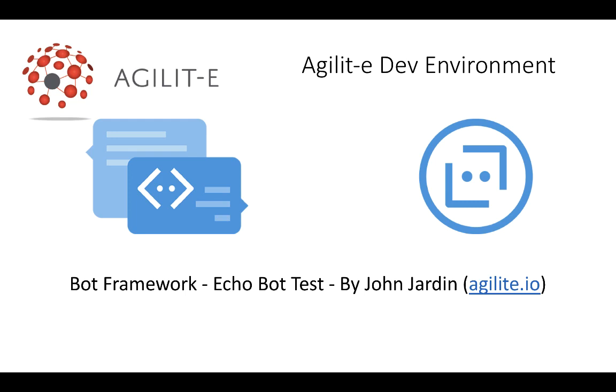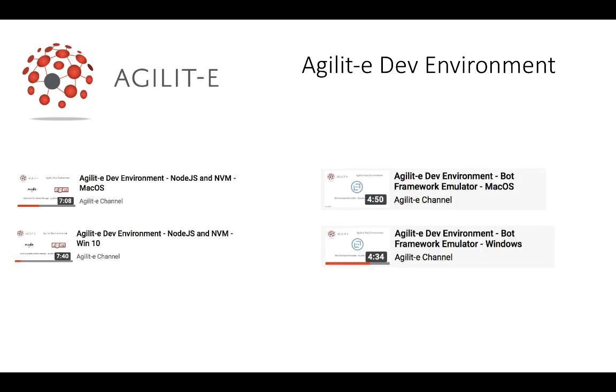Now there are two prerequisites in order to follow along with this video. The first is that you need to have Node.js and npm installed and running on your operating system. As part of the Agility Dev Environment series, there are videos for macOS and Windows to set up your Node.js environment. I highly recommend watching these videos, as I use Node Version Manager and show you how to install multiple versions of Node.js.